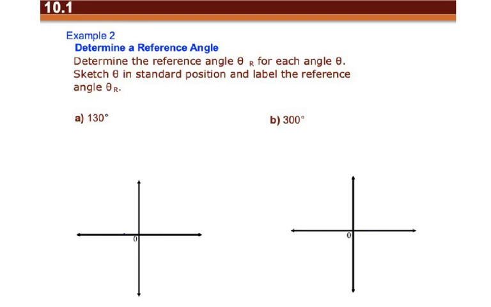So, to determine the reference angle for a given angle, first we need to draw the angle itself in standard position. 130 degrees, initial side. Terminal side would be into quadrant 2, 40 degrees in fact.